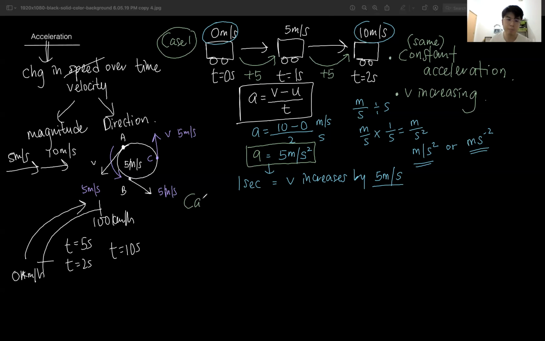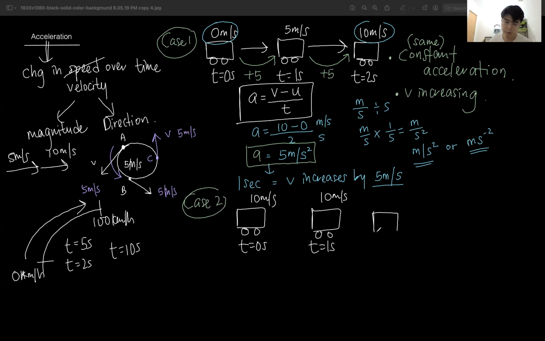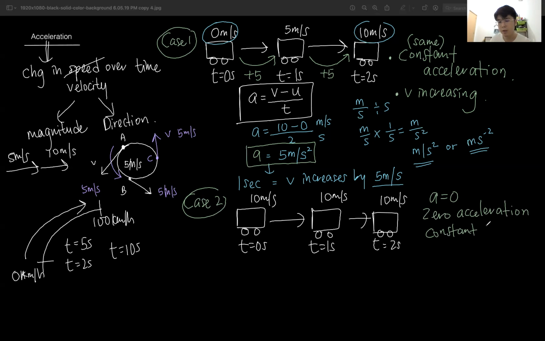Now we go to case number two. Now the car goes like this. 10 meters/second at 0 seconds. Then 1 second, 10 meters per second. 2 seconds, 10 meters per second. What happened to the change? Is there any change in velocity? No. So 10, 10, 10, 10. No change. That means the acceleration is 0. Zero acceleration. Its velocity is constant, so I write here constant velocity.